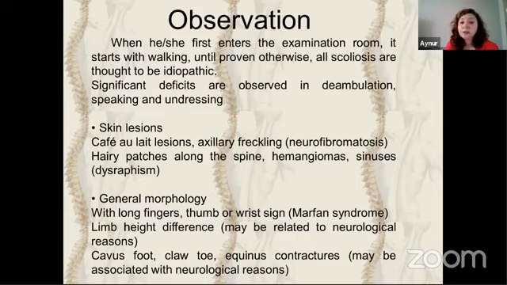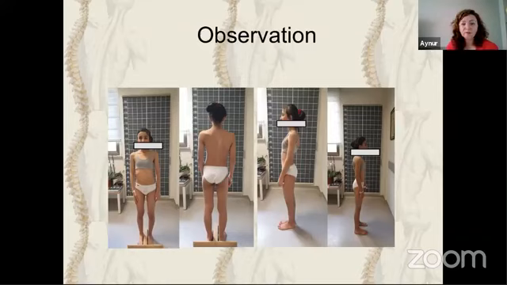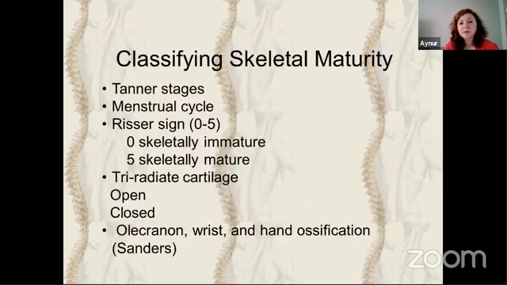We observe skin lesions, scapular lesions, axillary freckling, neurofibromatosis, hair patches along the spine, hemangiomas, sinuses, general morphology with long fingers, thumb or wrist sign, maybe Marfan syndrome, limb height difference, cavus foot, claw toe, or other things. We must observe all of them. We take photos for the observation from the anterior, posterior, and lateral sides.